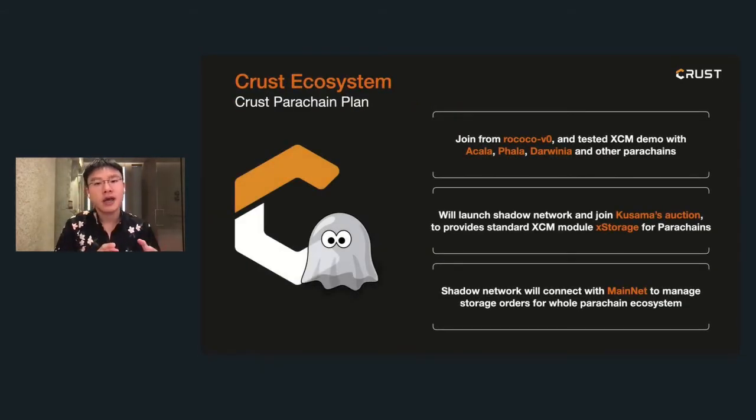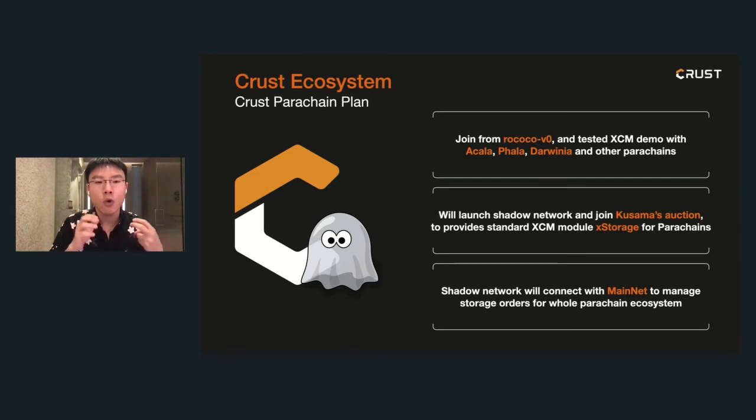The first is, of course, the Polkadot ecosystem, our Parachain plan. We're very confident to be the first slot Parachain on Kusama. Since Rococo V0, we have joined and tested the XCM demo with Acala, with Phala, and with Darwinia and other Parachains. We did the demo.